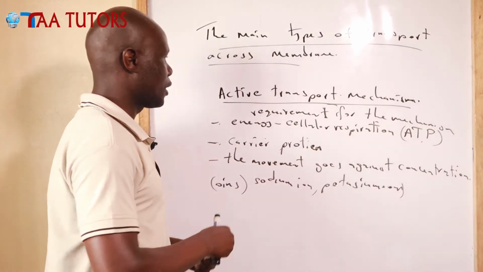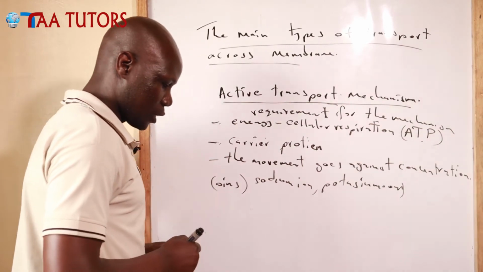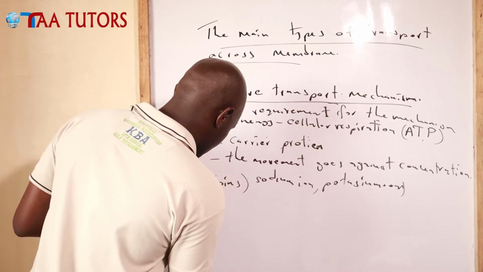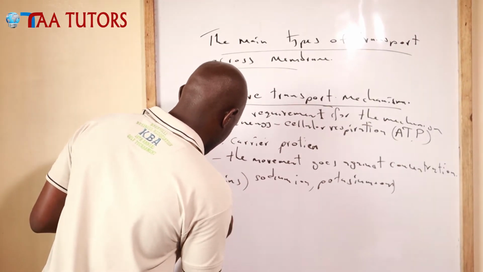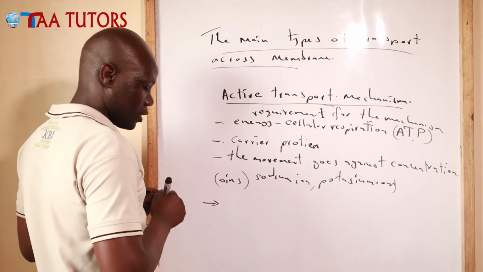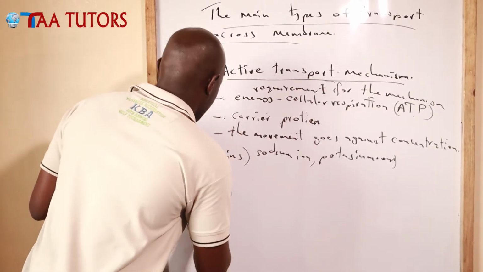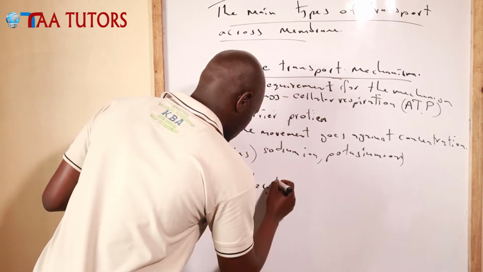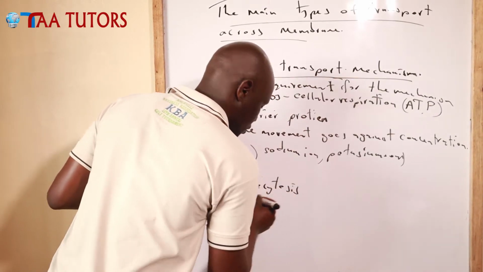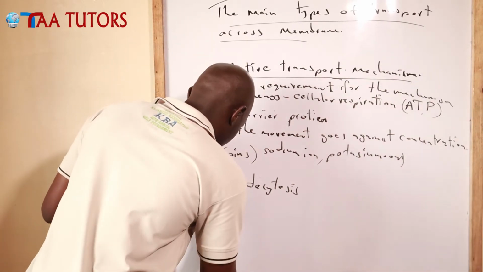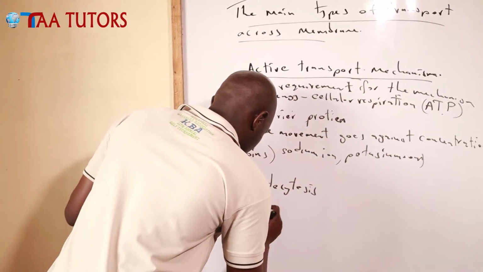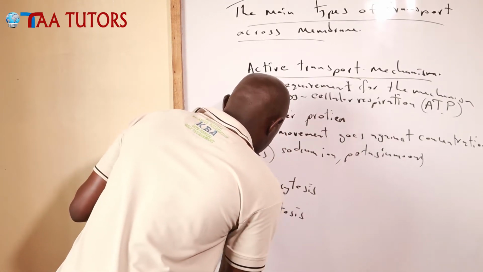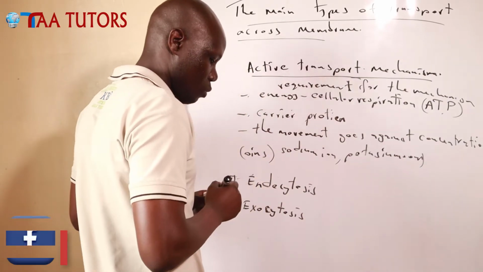Now, in this active transport mechanism, we can further identify two clear processes that also depend on active transport. We have what is called endocytosis, and we also have what is called exocytosis. Now, how do these two processes work?